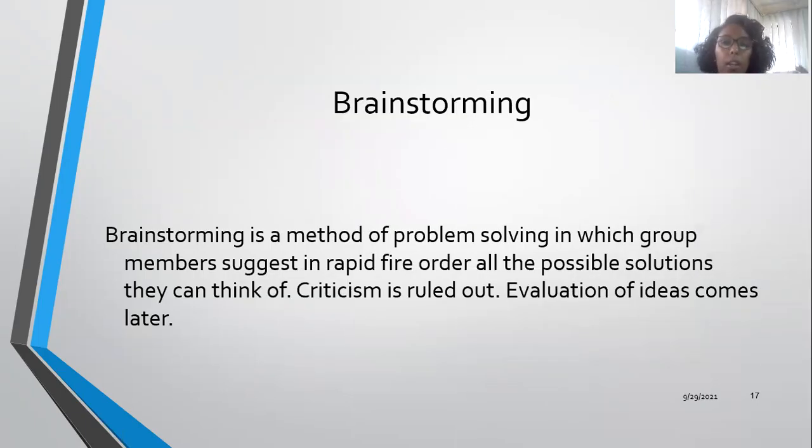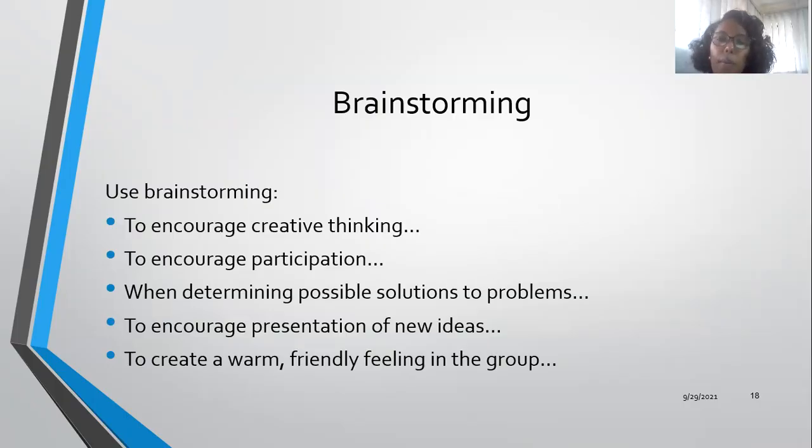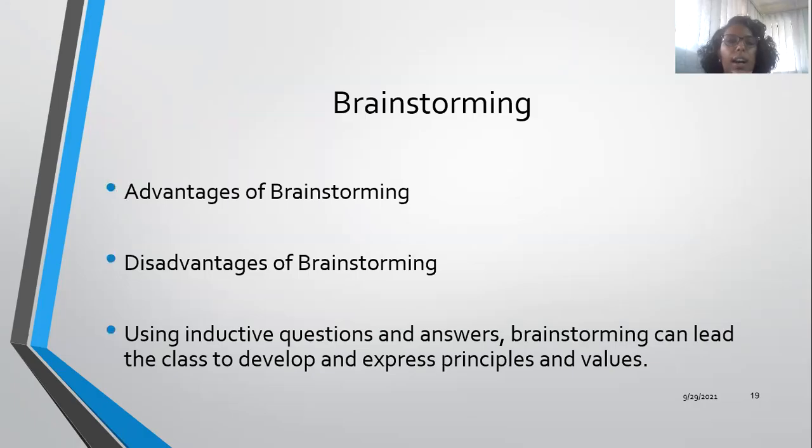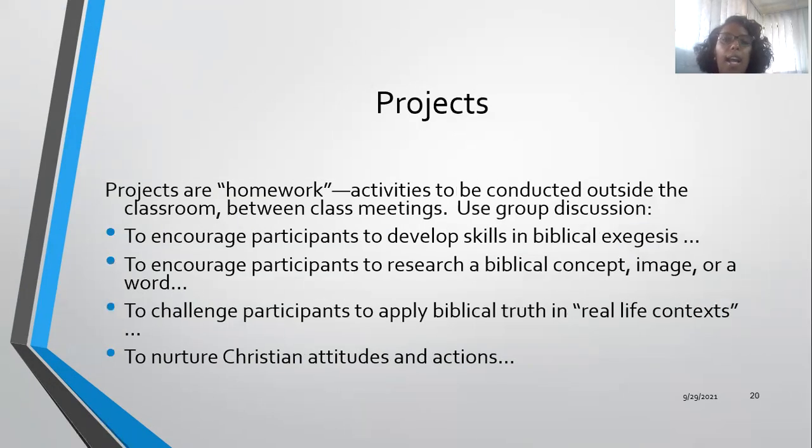And then we have brainstorming. Brainstorming is a method of problem solving in which group members suggest, in rapid-fire order, all the possible solutions they can think of. This is an unplanned kind of discussion where the students just tell you off the top of their head what they're thinking. So evaluation of ideas comes in later. When should you do brainstorming? To encourage creative thinking, to encourage participation of students, to start thinking about problem solutions. It's just one of the first steps that you can do. The advantage of brainstorming is to help the students engage the material firsthand, while the disadvantage could be, again, if not well prepared, the students will be lost in the middle of their own thoughts.